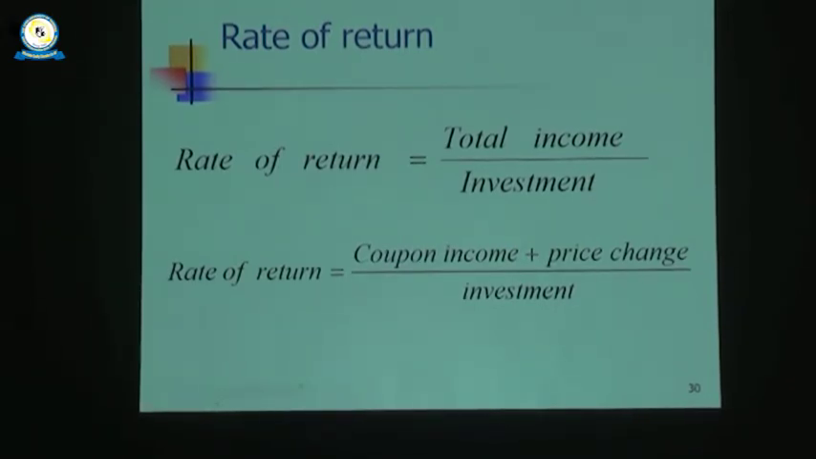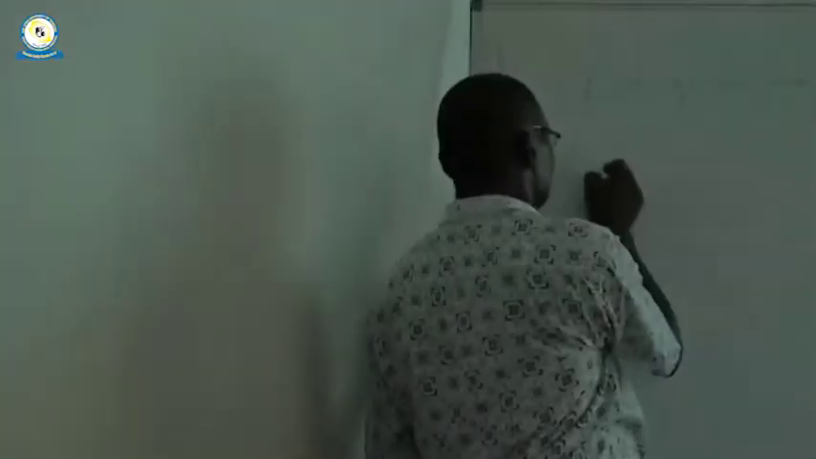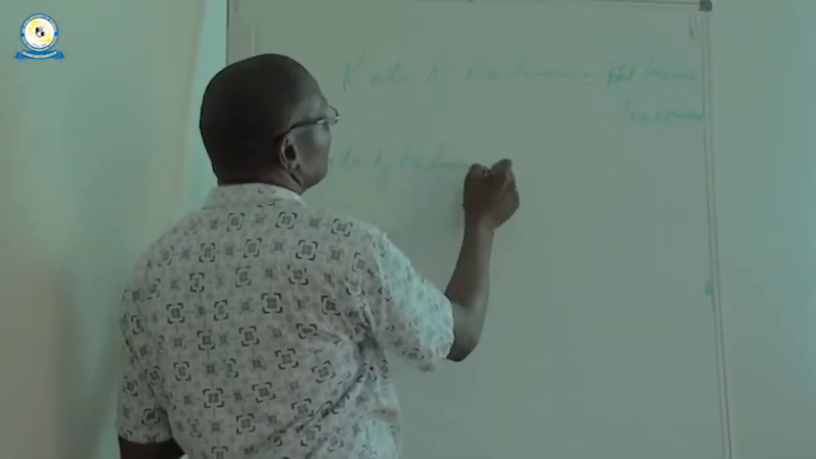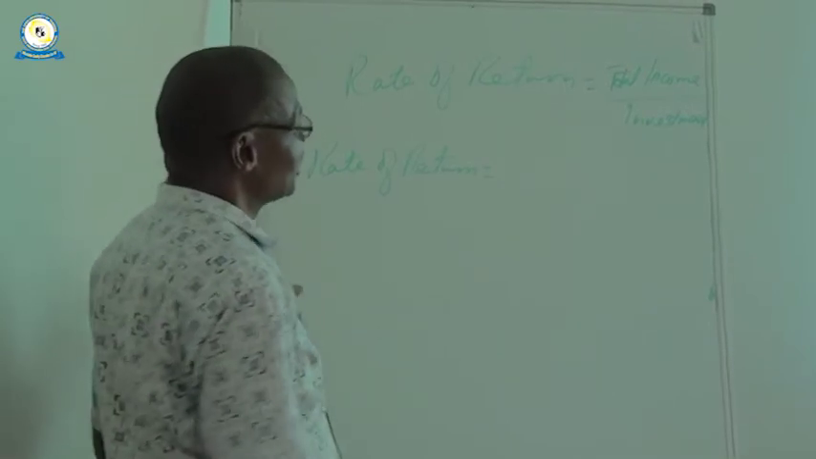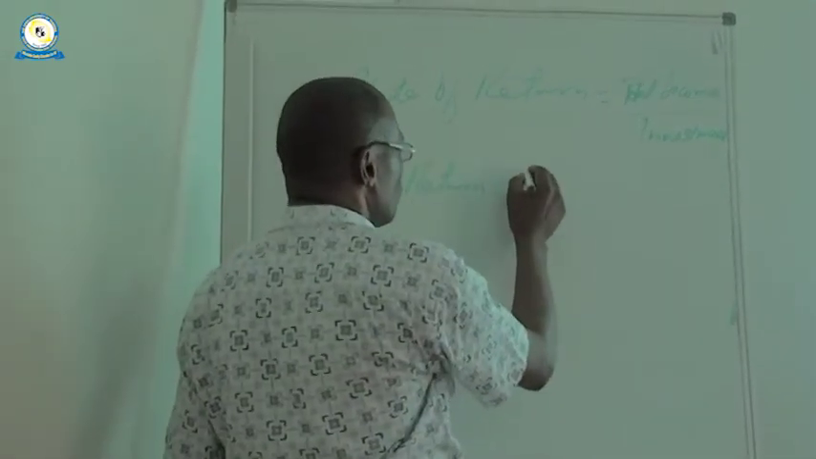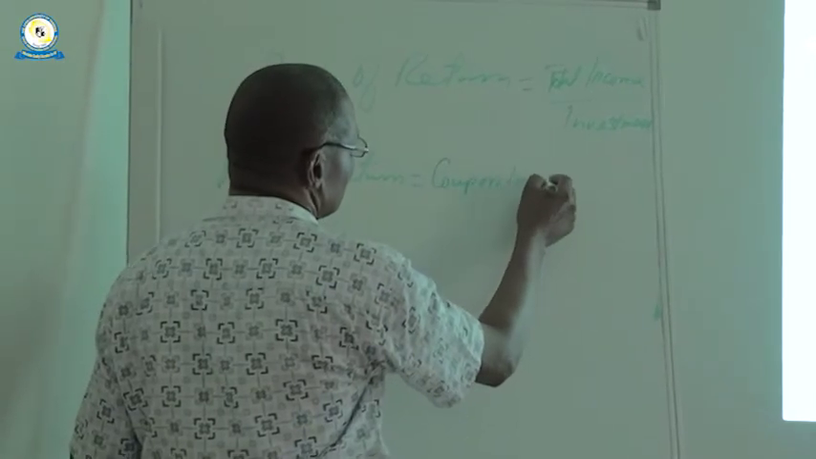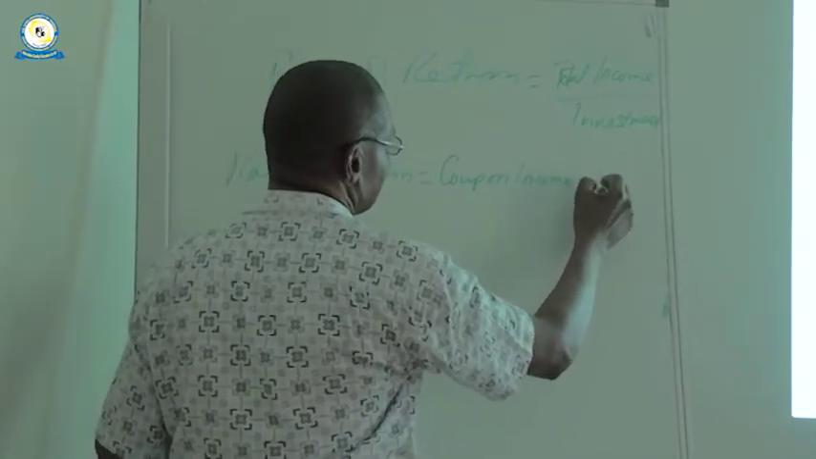Now we can elaborate this total income and investment more by saying that the rate of return is equal to, in order to get the total income, you take coupon income plus price change.